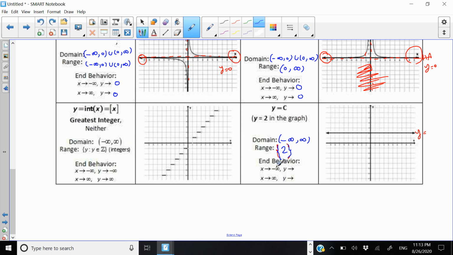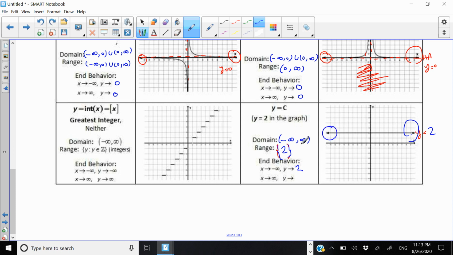Okay, so y is always 2 here. Now, what is happening to my end behavior? One of the end behaviors is this one. What is happening to x at this side? X is just increasing forever. But what is happening to y? Y is not decreasing or even increasing. Y is a constant value, it is always 2. So I'm just going to write 2.